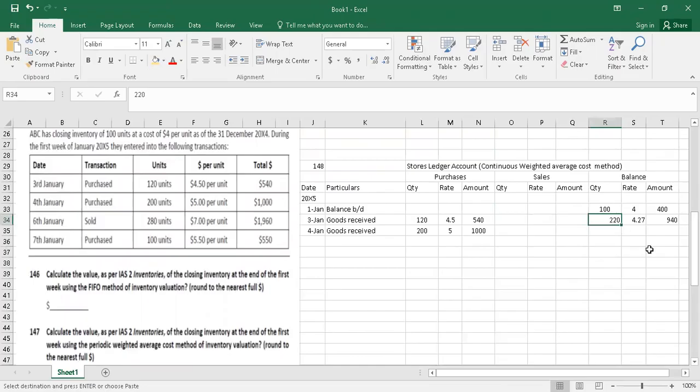Total number of units would be, already 220 are there. Another 200 are received. So total number of units are 420. 940 is the value plus now 1000 is there. 1940 will be the total value of all the units that are received.